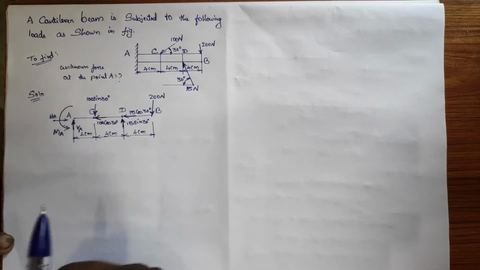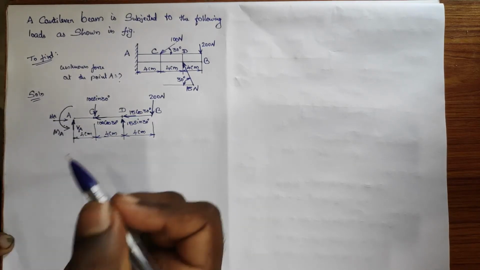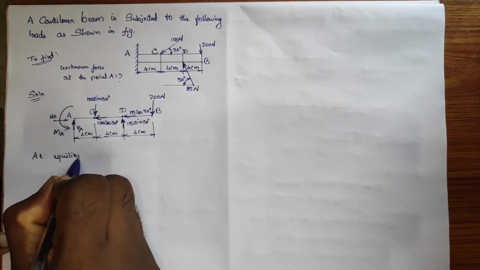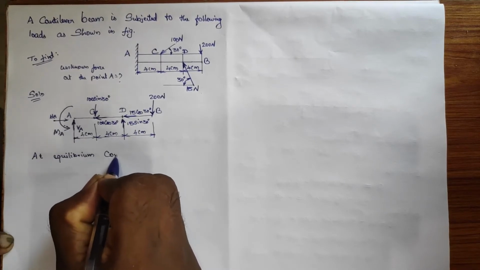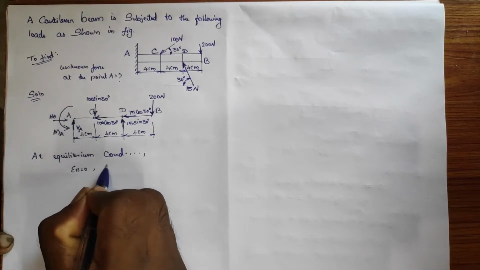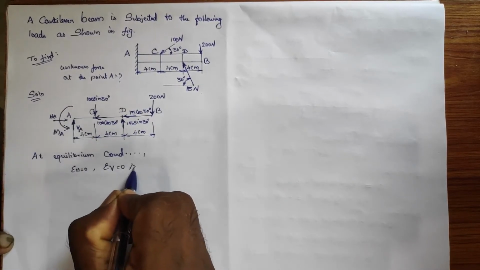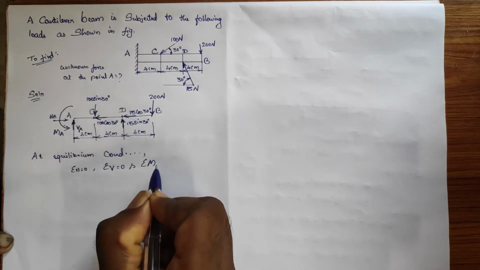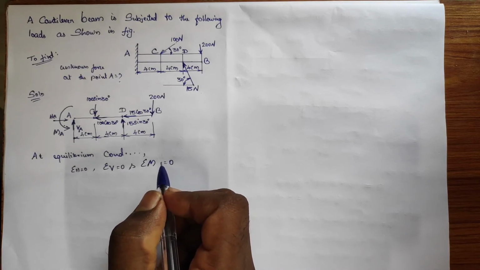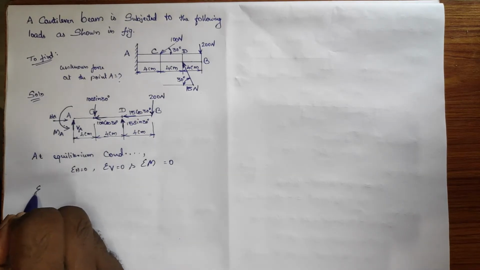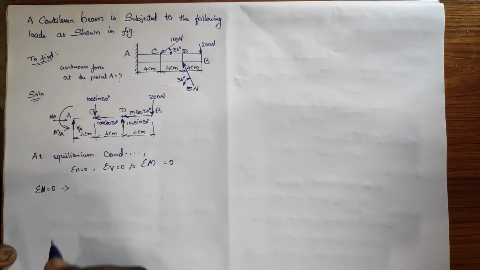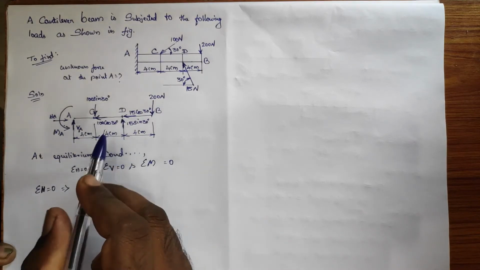Next, we're going to find the unknowns. Whenever you come across a support and a beam in equilibrium, we solve it with the conditions: sum of horizontal force equals 0, sum of vertical force equals 0, and the moment about any point equals 0. First step, sum of horizontal force equals 0. This condition I am going to apply, adding all the horizontal forces.